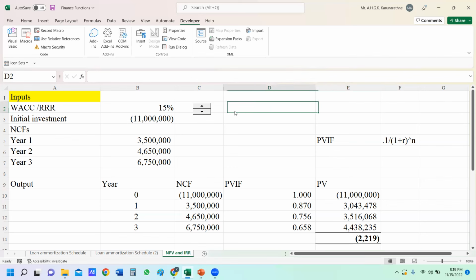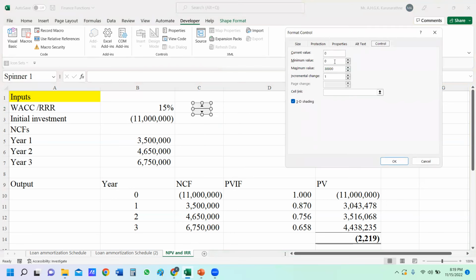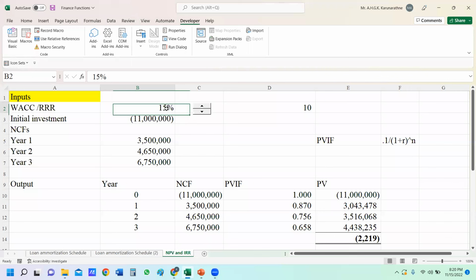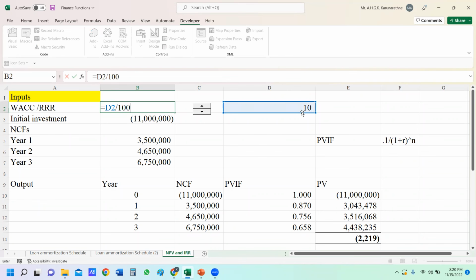If we want, you can add controls like this: a minimum value, let's say, and the number is going to be less than 10, and the maximum value may sometimes even be 50%. The incremental change is 1%. This button cannot create decimal places for percentages, so we make it equal to this divided by 100.